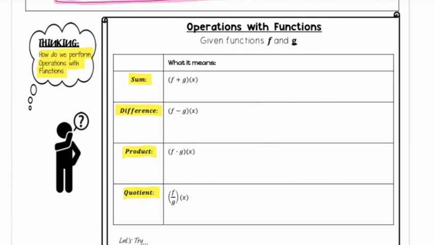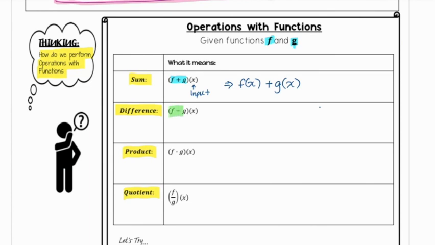So we have been given 2 functions, an f function and a g function. And if I see for my sum, f plus g of x, what that is telling you to do is you have been given some input, in this case, a simple x, and you're going to take your f function and input that input and add your g function, inputting the same input. The same thing goes for subtraction.